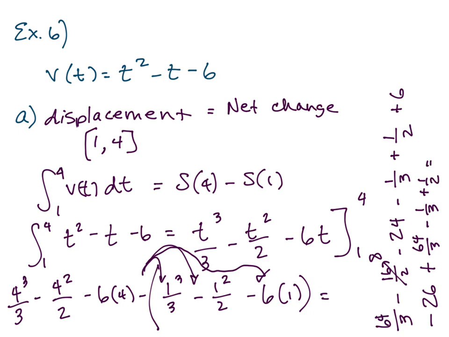64 thirds minus 1/3 is 63 thirds. Is that divisible by 3? It is. 63 thirds is 21. So negative 26 plus 21 puts me at negative 5. And negative 5 plus 1/2 puts me at negative 4.5 or negative 9/2.